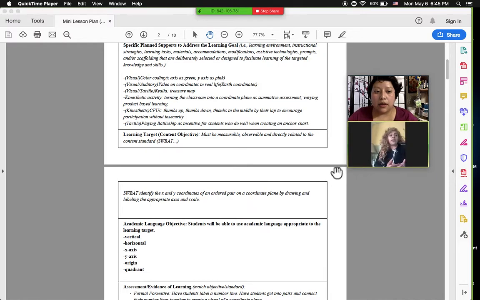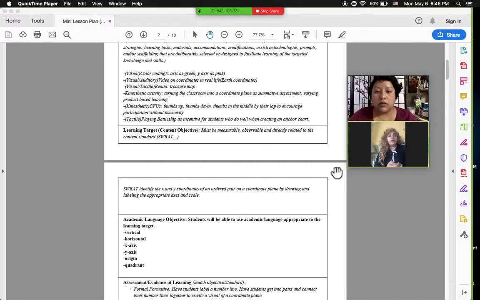The next one was visual auditory: a video on coordinates in real life, Earth coordinates. Something that has to do with the video is I had my students do iReady lessons to introduce the coordinate plane. So that was something that got them going. Then a visual, a textile, and a treasure map. So just something that really gives them an example, guiding them through the coordinate plane and the quadrants.